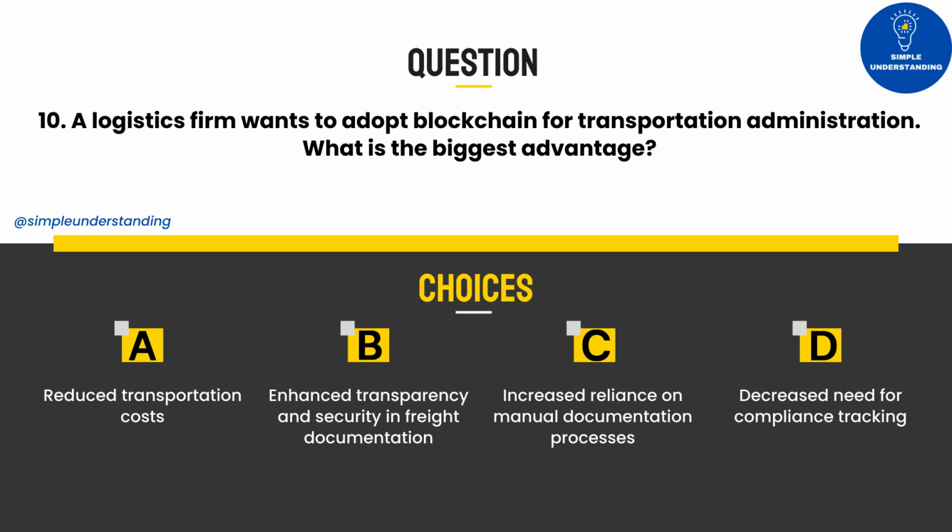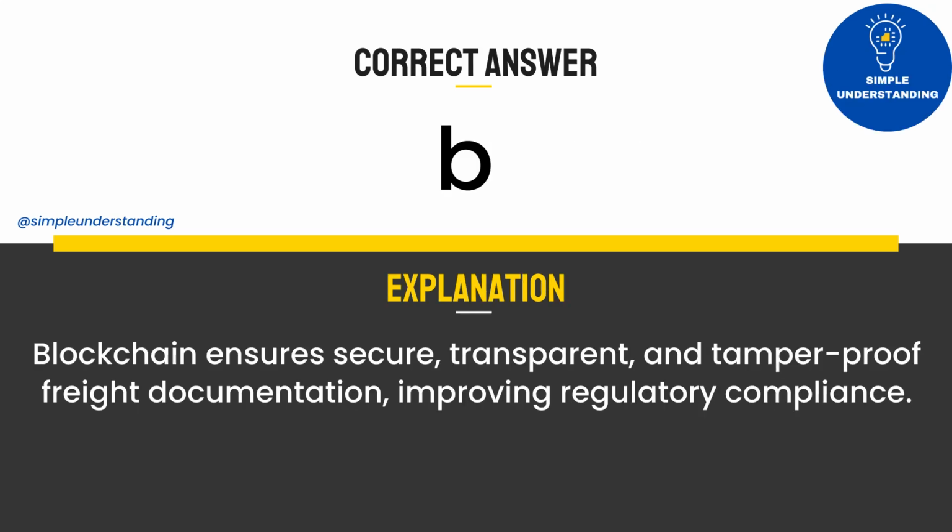10. A logistics firm wants to adopt blockchain for transportation administration. What is the biggest advantage? A. Reduce transportation costs. B. Enhance transparency and security in freight documentation. C. Increased reliance on manual documentation processes. D. Decreased need for compliance tracking. Correct answer, B. Explanation. Blockchain ensures secure, transparent, and tamper-proof freight documentation, improving regulatory compliance.